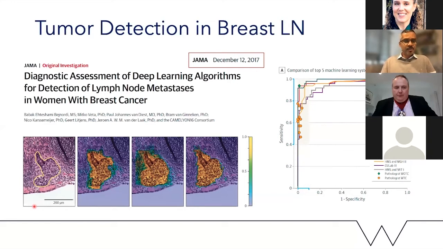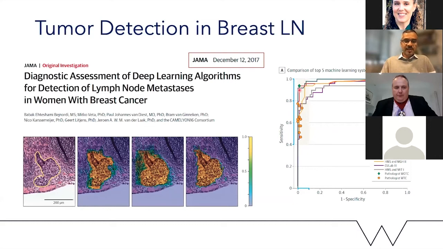We now have solutions out there that can solve this problem of tumor detection in breast lymph nodes, but also, as the previous speaker has quite nicely elaborated, tumor detection in other applications as well. And one of the major contributions of this paper was this point here, this little green diamond, which was a pathologist without a time constraint. And here the orange circles are pathologists with a time constraint.